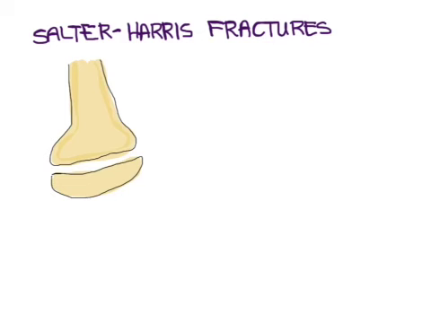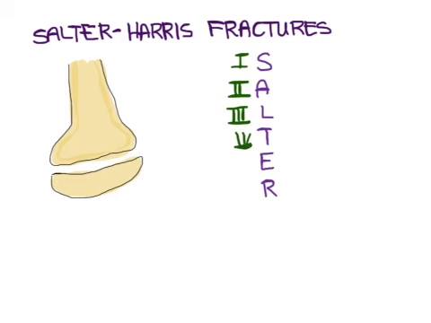There's actually 9 different kinds of Salter-Harris fractures, but traditionally we really only talk about 5 of them. And there's a mnemonic to remember those 5, and that mnemonic actually spells the word Salter. Each one of these corresponds to one of the different kinds of fractures, except of course for the letter E, which doesn't count.